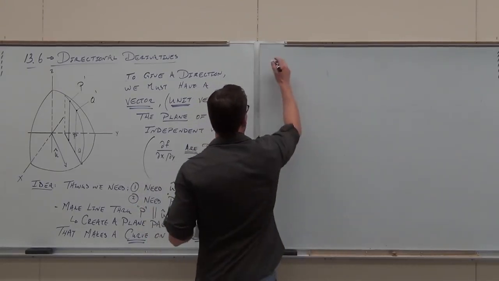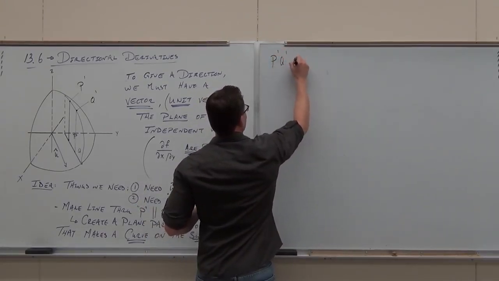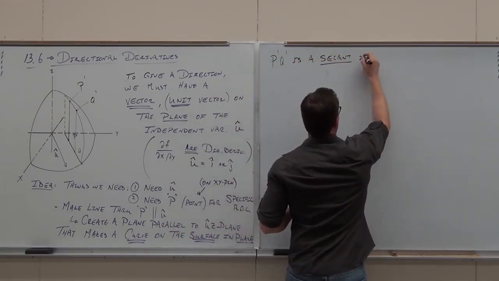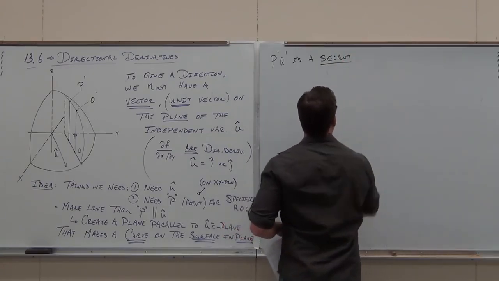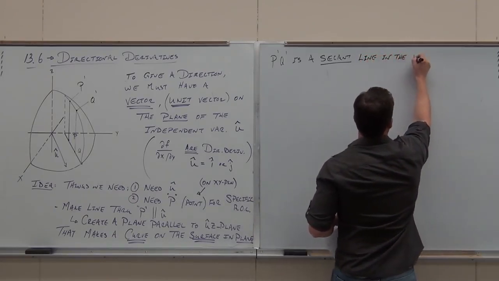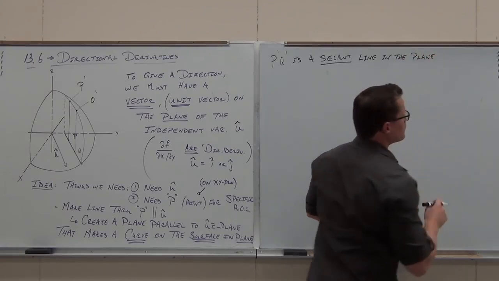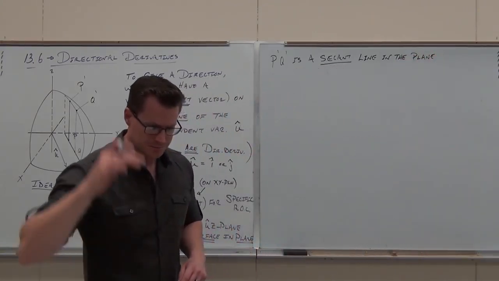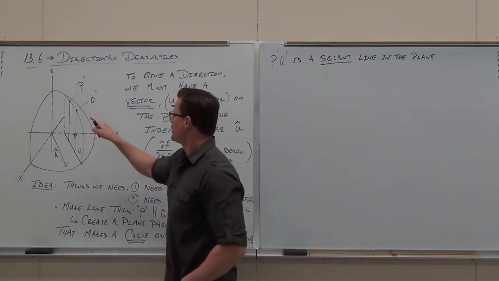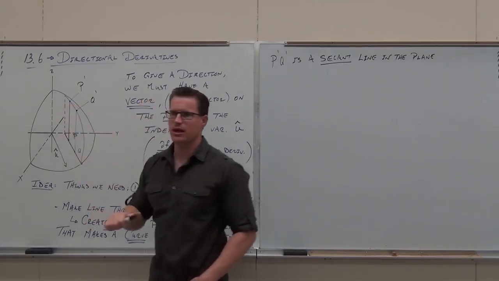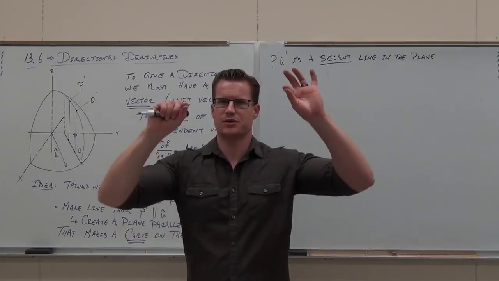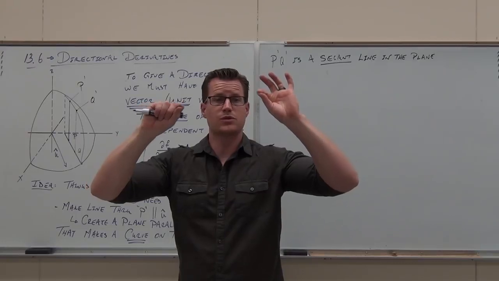But it's in the plane. It's a secant line, but it's in the plane. Now, what has to happen in order for this secant line to be a tangent line at P prime? What's got to happen to those 2 points? They have to get closer.